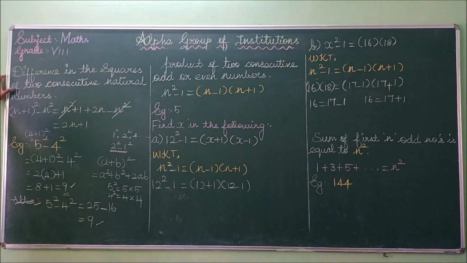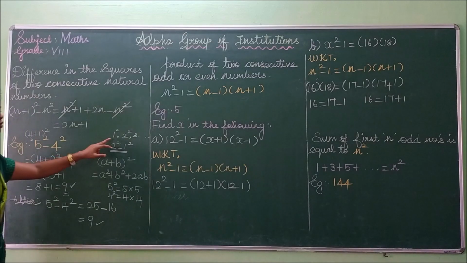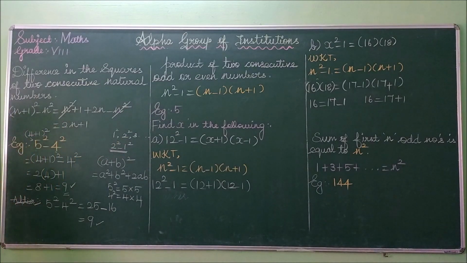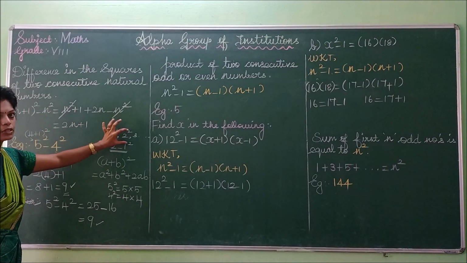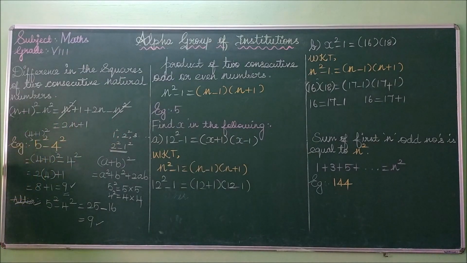So this one: difference in square of two consecutive natural numbers. Natural numbers are well known: 1, 2, 3 are called natural numbers. Consecutive means next number, continuous number. Then difference in the squares. Squares means you have to put the square for the natural number. Difference means second term minus the first term square. So for example, I am taking 5 square minus 4 square. This can be rewritten in the form of n plus 1 whole square minus n square.